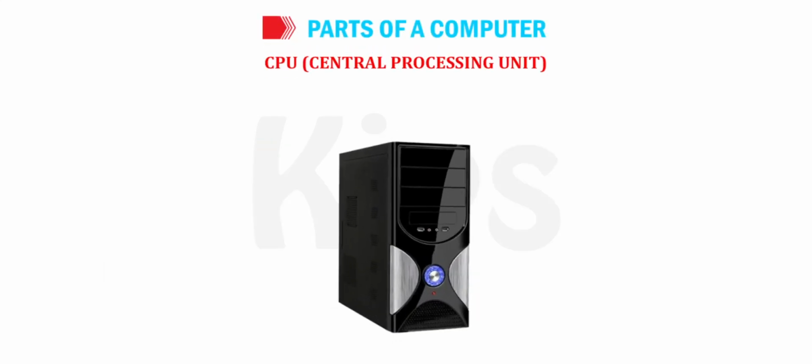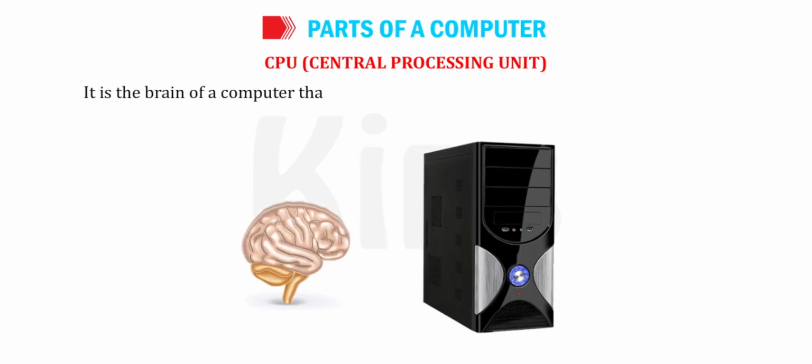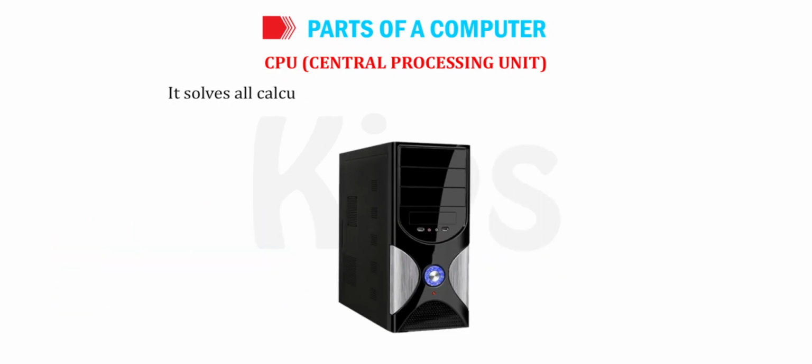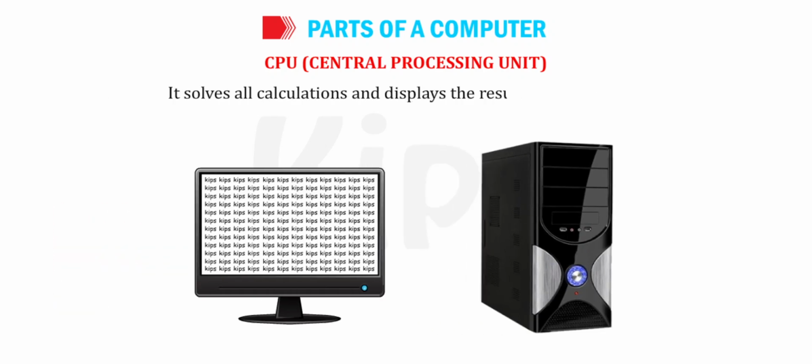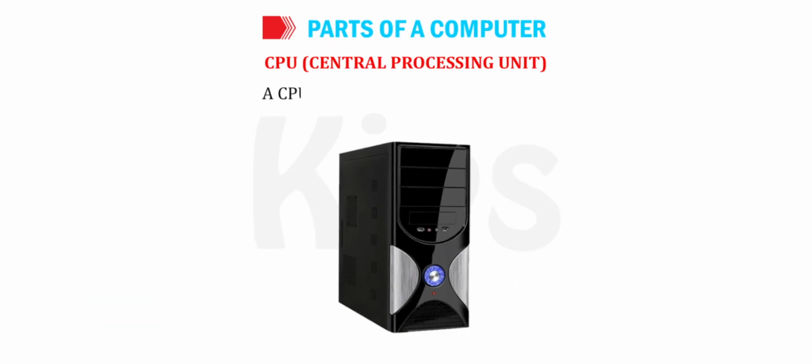Okay, now let us talk about CPU, that is, Central Processing Unit. It is the brain of a computer that processes all the instructions given to the computer. It solves all calculations and displays the result on the monitor. It also stores a lot of information. A CPU is made up of three main parts. They are MU, CU and ALU.